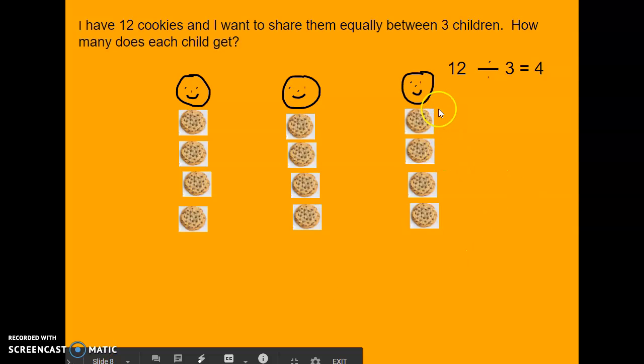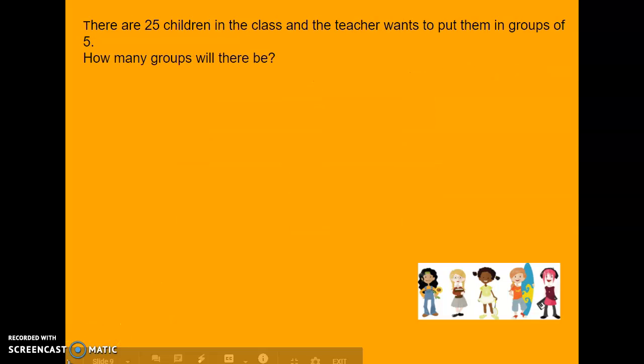So my number sentence will be 12, because there were 12 cookies altogether, shared or divided between 3 children. And my answer will be 4, because each child gets 4 cookies each. They have an equal amount of cookies. Okay, so that's how we do sharing. Let's have a look at the next problem.